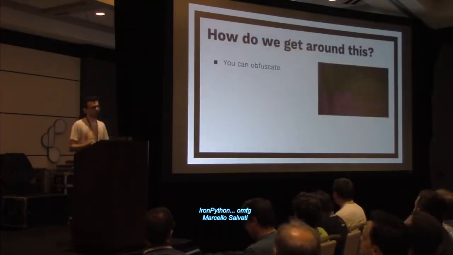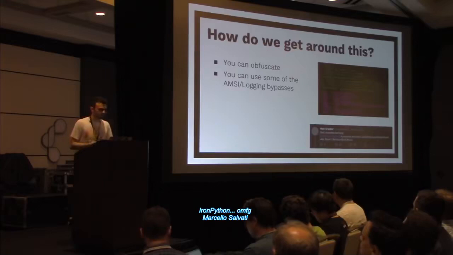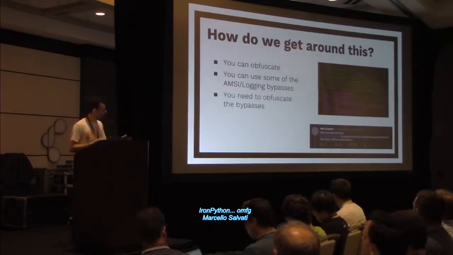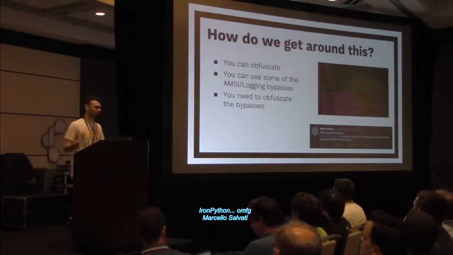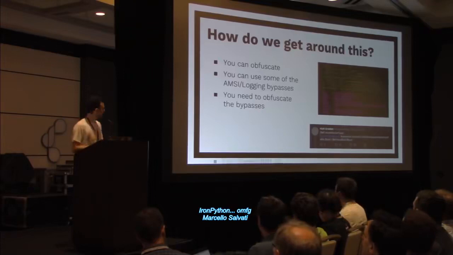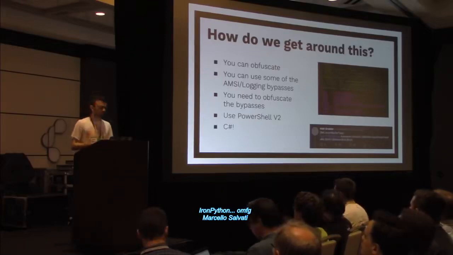Well, up until now, you can obfuscate, right? Using something like Invoke-Obfuscation, which is awesome. You can use some of the AMSI logging bypasses, right? But the problem with that is you have to obfuscate the bypasses because the bypasses themselves are signatured. So that's just another pain in the butt, really. Or use PowerShell v2. Sometimes, I was surprised to see how many environments actually have PowerShell v2 in Windows 10, which is really weird.